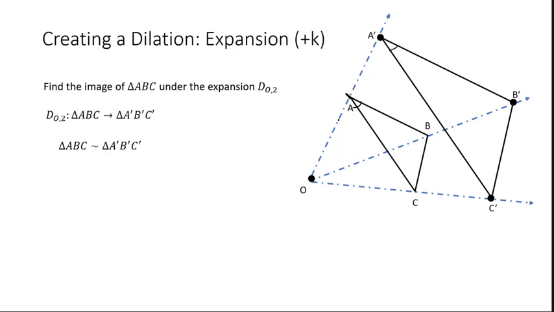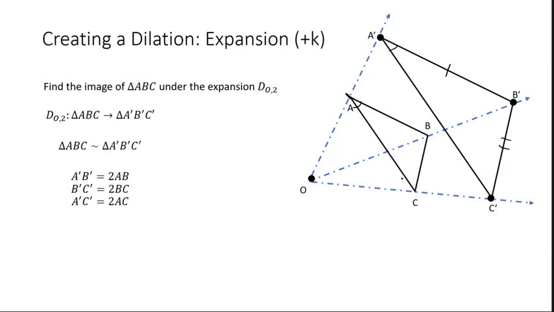So also with this, we know that the segments for each triangle are going to be in the same ratio, and we know that A prime B prime, this segment up here, is going to be twice as long as AB, this segment right here. It's twice as large, and that goes for every side length. So B prime C prime over here is twice as large as BC over here, and A prime C prime is twice as long as AC.